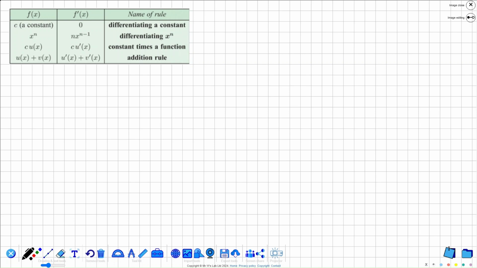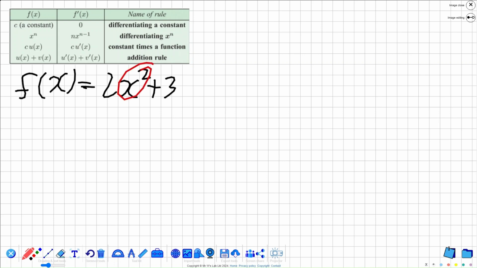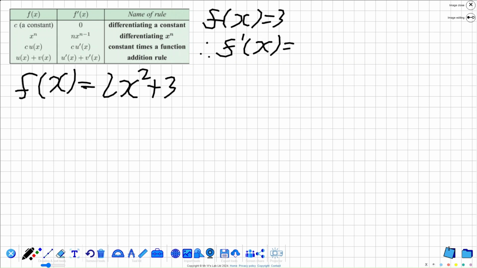So maybe I'll just draw, say, f of x equals 2x squared plus 3. Obviously the first rule states that a constant will become a 0 when you find its derivative. A constant in this scenario is the 3. What they're saying is any value without an x in it, or whatever the symbol may be. So let's just say we've got f of x equals 3, therefore f dash x will equal 0.